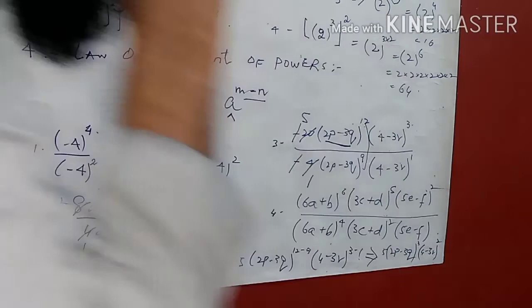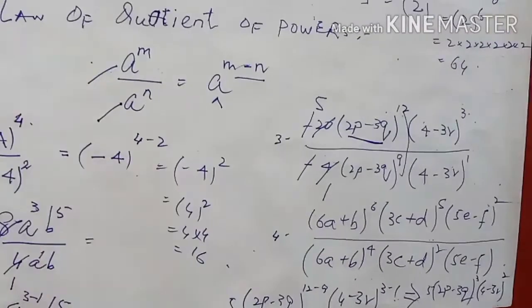We write 4 minus 3r as the base, and the power in the numerator is 3 and in the denominator 1, so 3 minus 1. So the answer comes as 5, 2p minus 3q raised to power 3, and 4 minus 3r raised to power 3 minus 1, which is 2. This is the answer and the question is simplified.